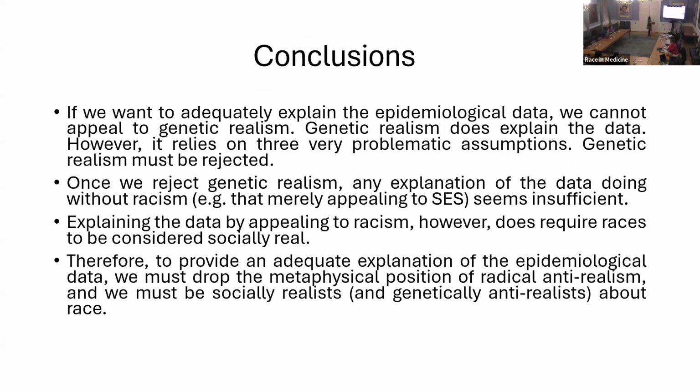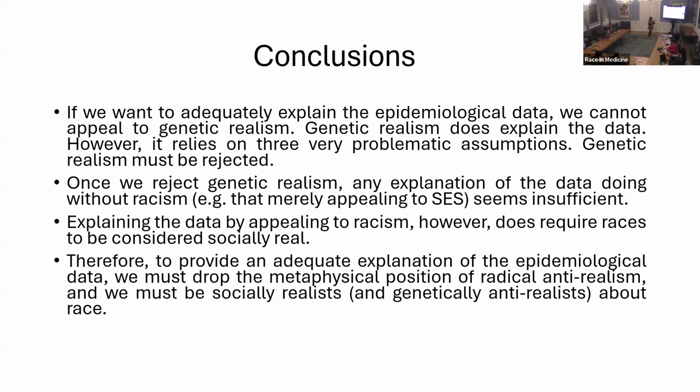So to conclude, if we want to adequately explain the epidemiological data, we cannot appeal to genetic realism. We have seen that genetic realism does explain the data. However, it relies on three very problematic assumptions. So genetic realism must be rejected. Once we reject genetic realism, any explanation of the data doing without racism, so just appealing to sex, seems insufficient.